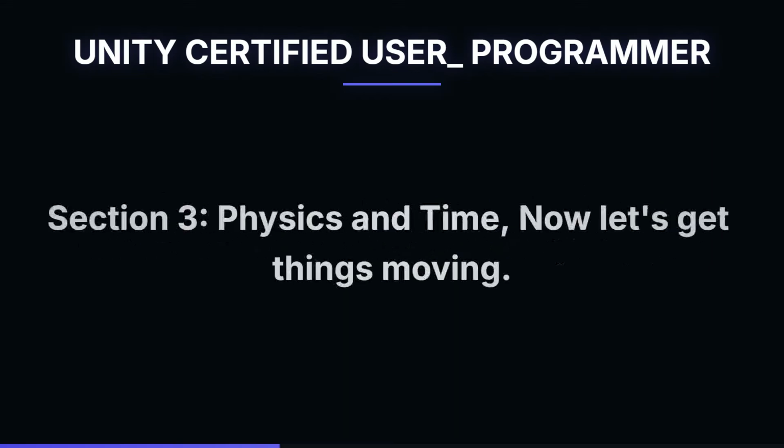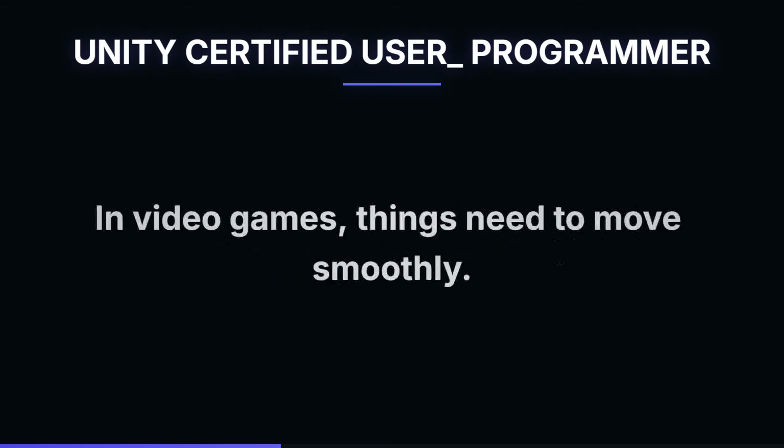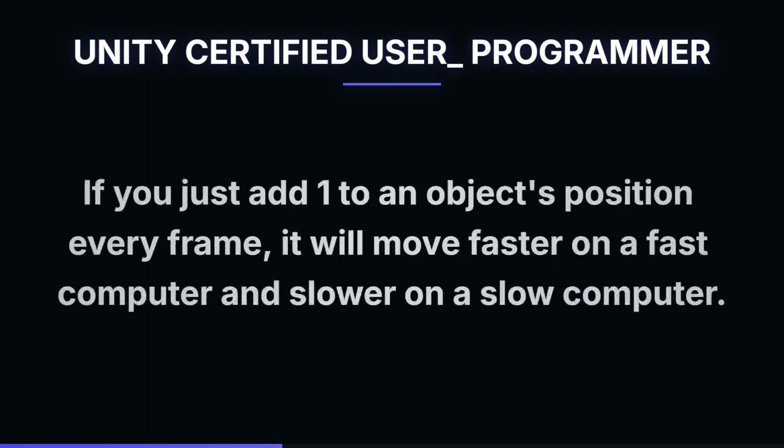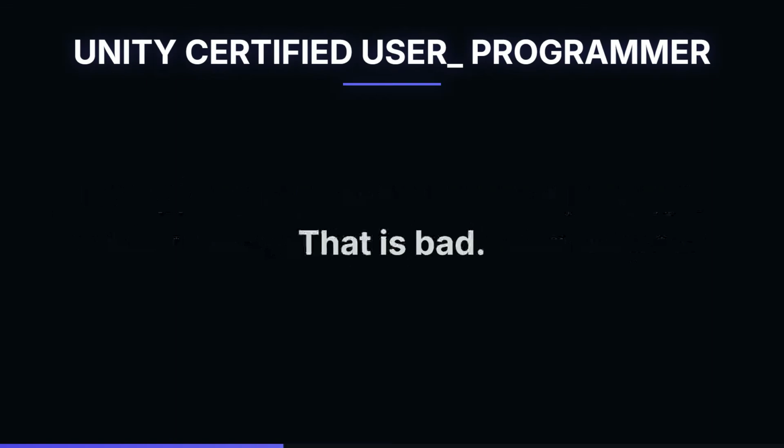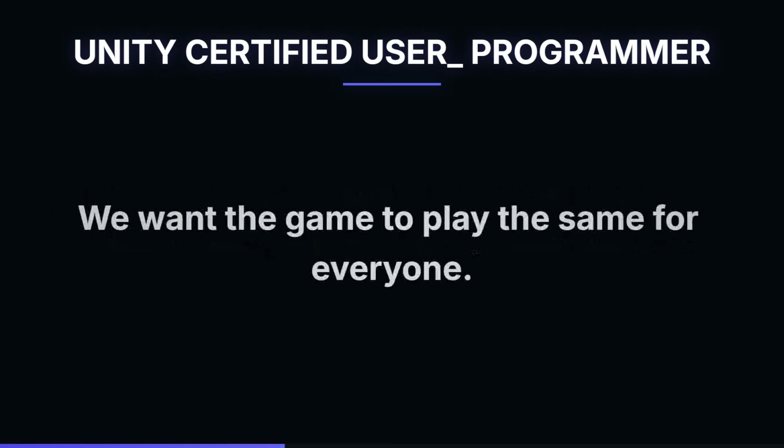Section 3, Physics and Time. Now let's get things moving. In video games, things need to move smoothly. If you just add 1 to an object's position every frame, it will move faster on a fast computer and slower on a slow computer. That is bad. We want the game to play the same for everyone.